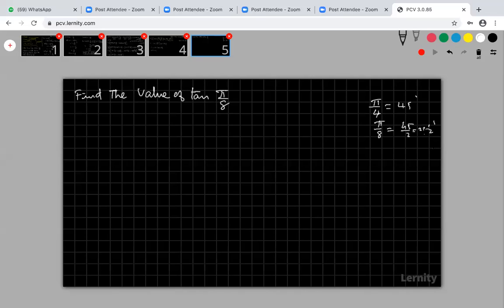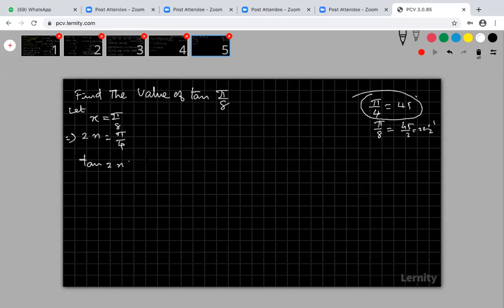Okay, so now the question is to find the value of tan pi by 8. But I know the value of tan pi by 4. So therefore, I'm going to apply the formula, and I'm going to take this as x. Suppose x is equal to pi by 8. What is my 2x? That is pi by 4. So I'm going to apply the formula tan 2x.